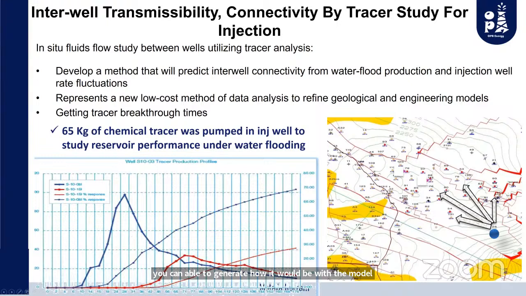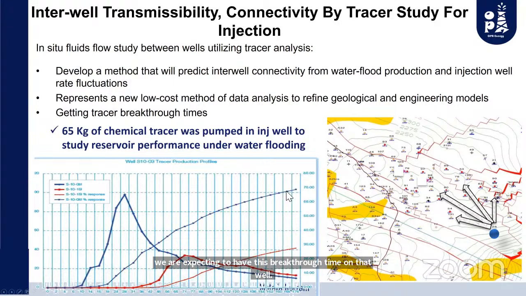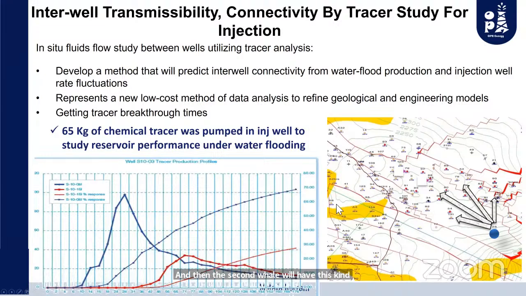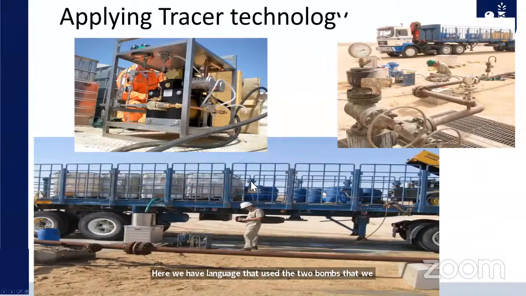So we were believing that this would be the concentration obtained over 1 year, starting from the injection of the tracer. If we injected the tracer here, that is on a scale of weeks. So we are expecting to have this breakthrough time on that well, and then the second well will have this kind of configuration according to the connected pore volume, the porosity distribution, the permeability, and all of the stuff. So we're able to produce this, using just the 65 kilograms.